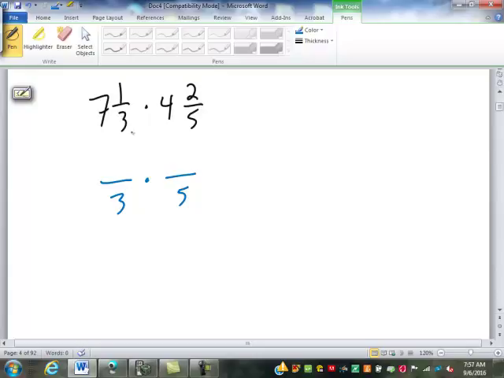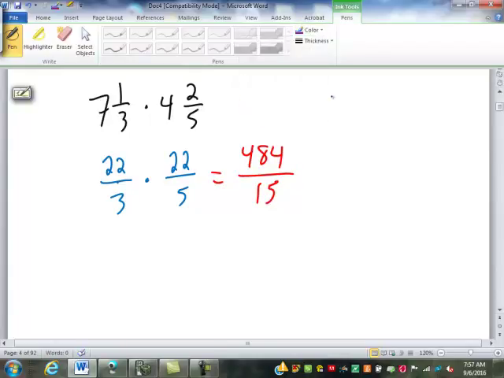So 7 and 1/3 is going to become what as an improper fraction? 22/3, good. 4 and 2/5? 22/5. Now at this point, we could cross cancel if we were able to. In this problem, there's nothing that cross cancels, so we're not going to. There's nothing to do there. So then we go ahead and we multiply. 22 times 22 is 484. 3 times 5 is 15.